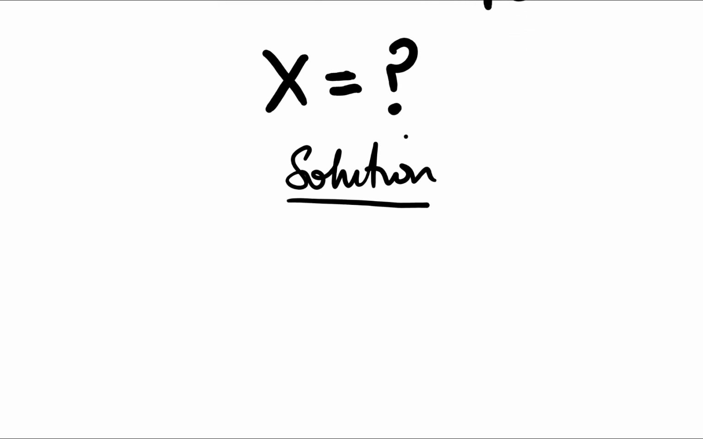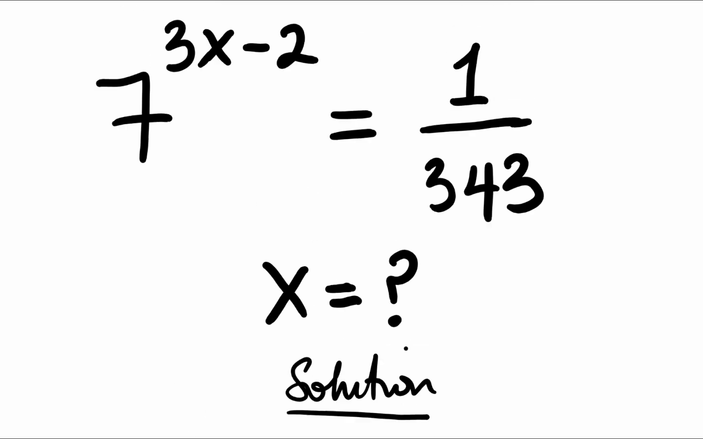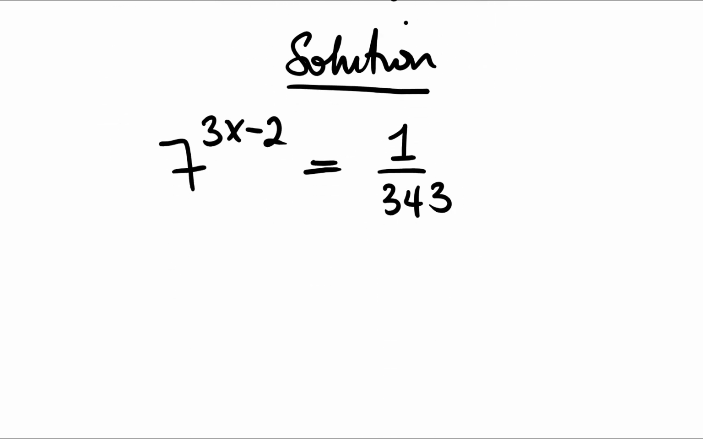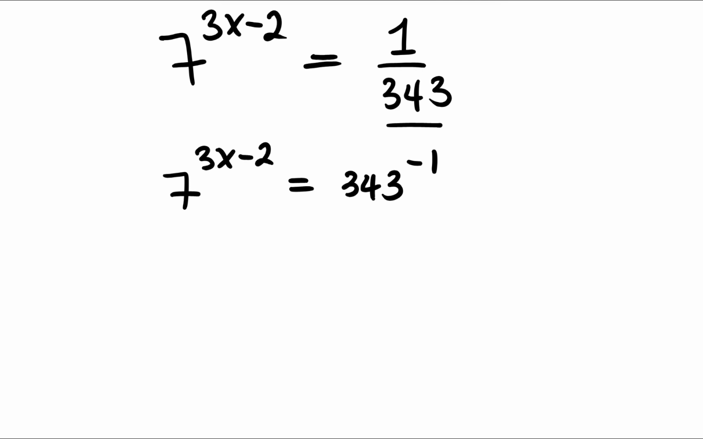Okay, so we have 7 raised to power 3x minus 2 equals 1 divided by 343. Now, let us rewrite the right-hand side, 1 over 343. So now we have 1 over 343 is the same thing as 343 raised to power minus 1.